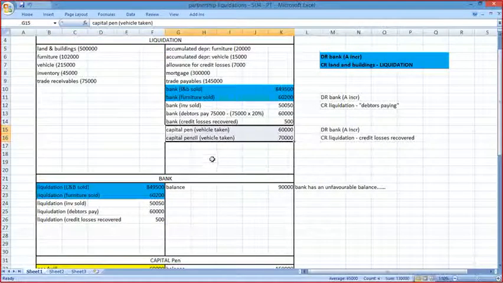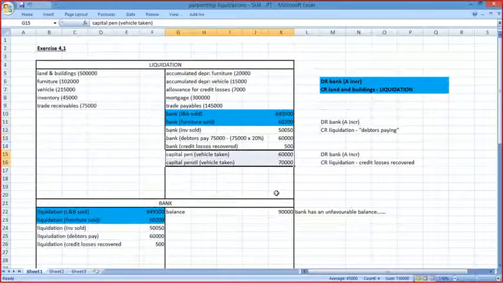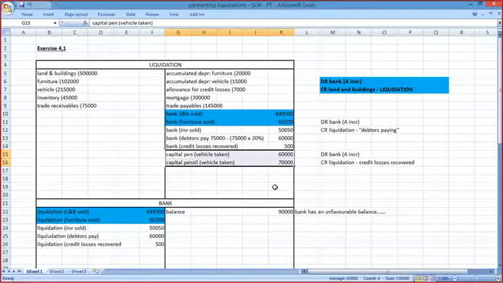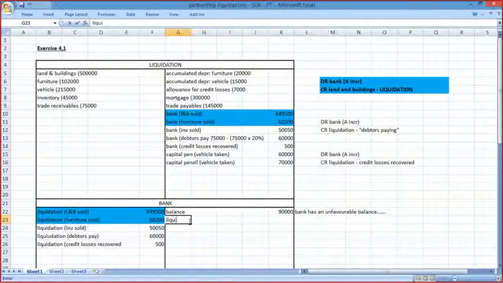Okay, perfect. Next. The next one says the liquidation costs amounted to 10,000 Rand and were paid. So that's money that has to be paid. So that's bank. Bank would be credited. Good. Liquidation costs, 10,000. Correct.